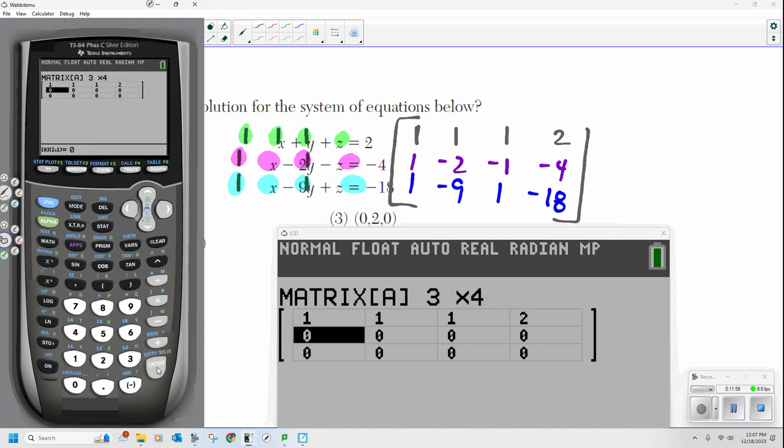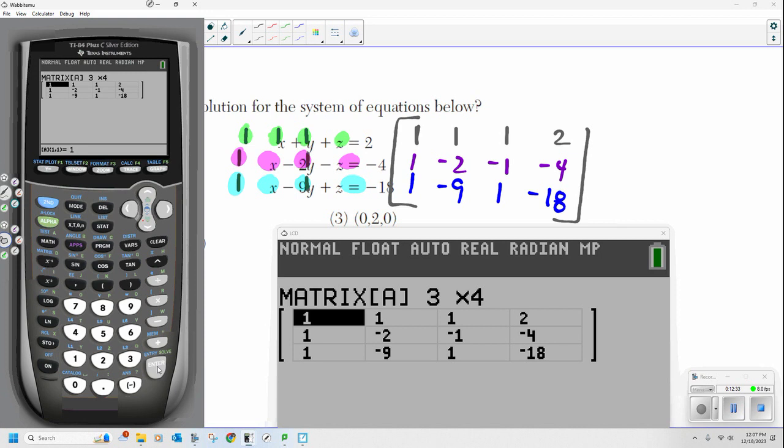The next one, the purple ink, so to speak, is 1, negative 2, negative 1, negative 4. And the last one, that's a negative 1. Always make sure you're not making any mistakes here. The last one is 1, negative 9, positive 1, and negative 18. I hit enter. So there are all the numbers. They are in just as I have this written on the paper.